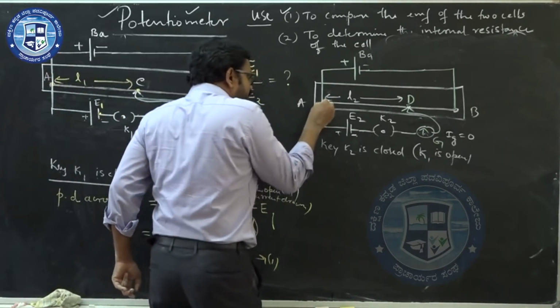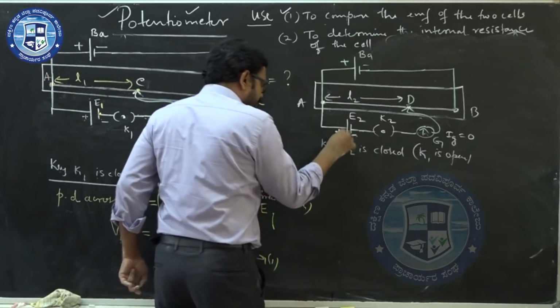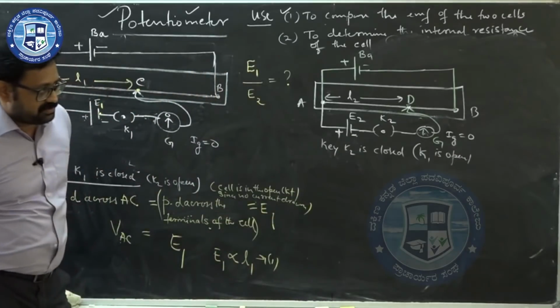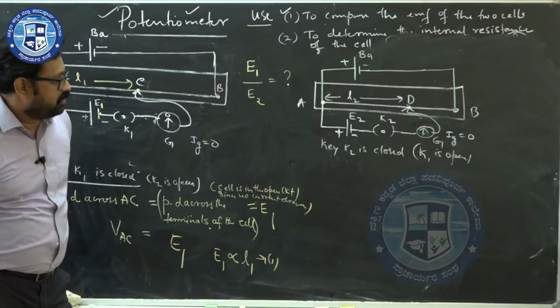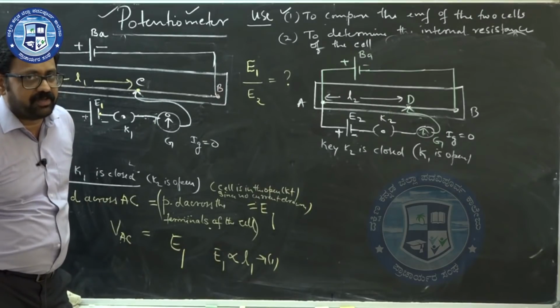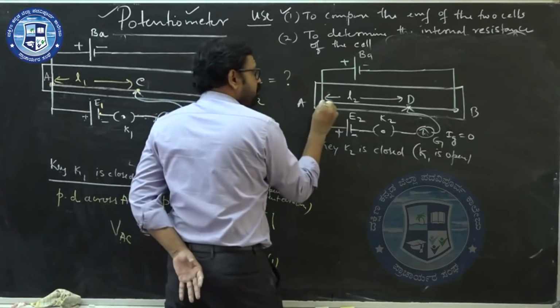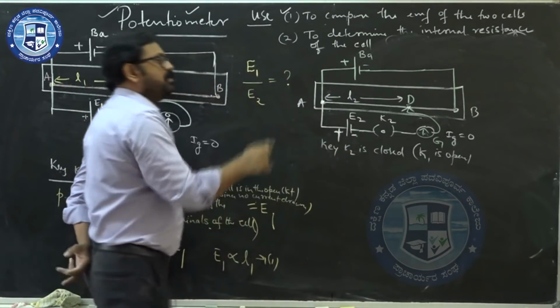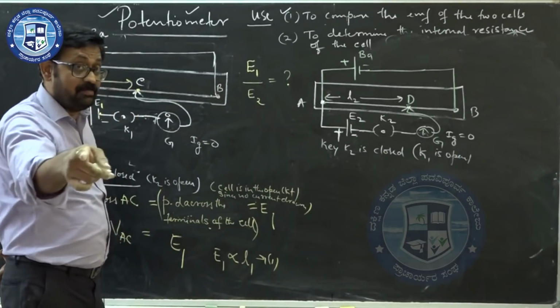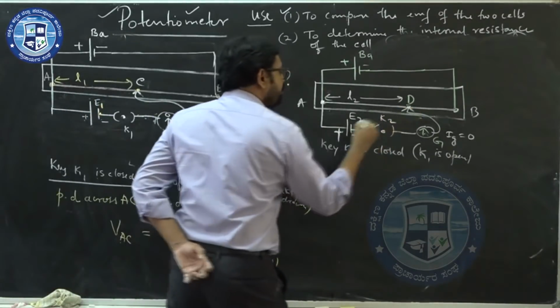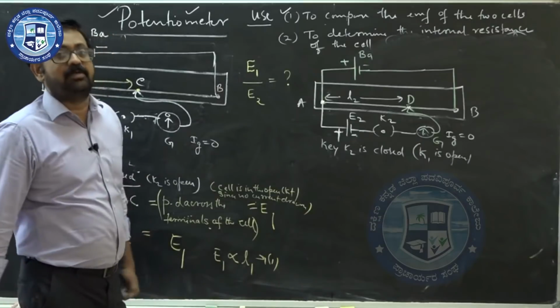Similarly, is there any conducting path between A and the positive terminal of the cell? Yes. There is a conducting path. Is there any potential difference? No. That is why there is no current here. Which means, can I conclude like this? A and the positive terminal of the cell are at the same potential. D and the negative terminal of the cell are at the same potential.